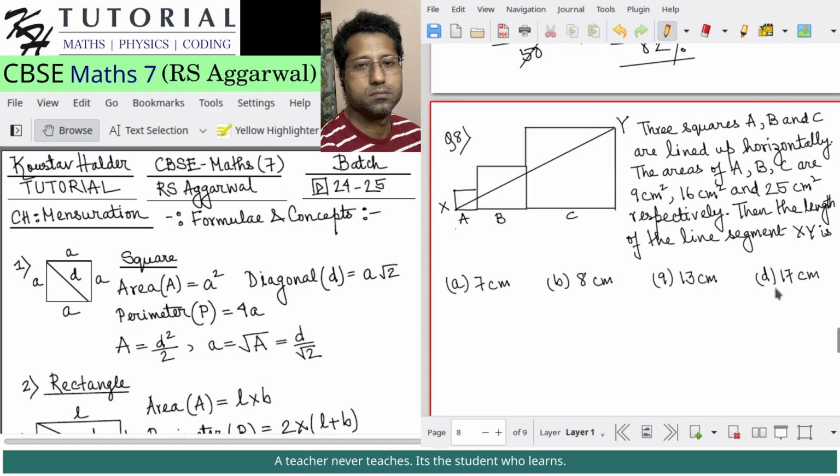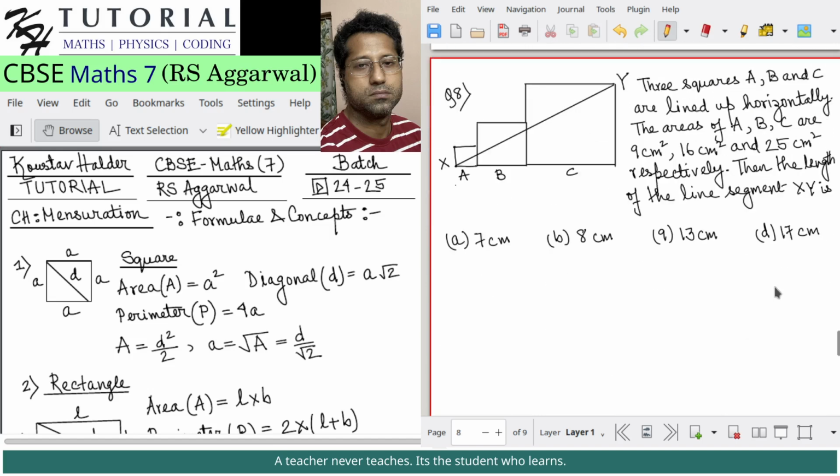Okay, let's do the last problem. Question number 8. A figure is given. Three squares A, B and C are lined up horizontally. The areas of A, B and C are 9 centimeter square, 16 centimeter square and 25 centimeter square respectively. Then the length of the line segment XY is.